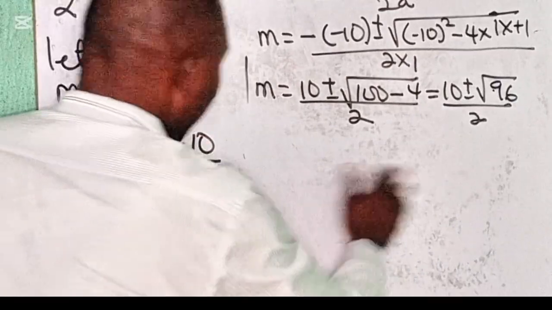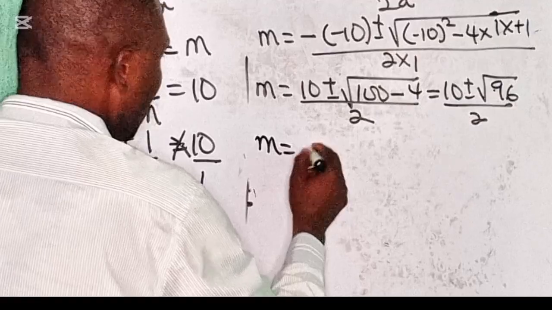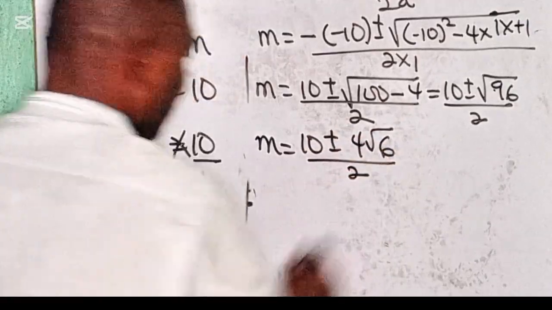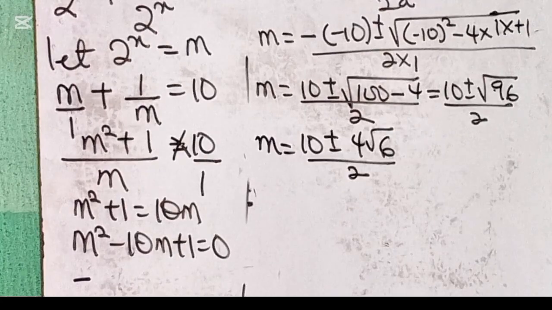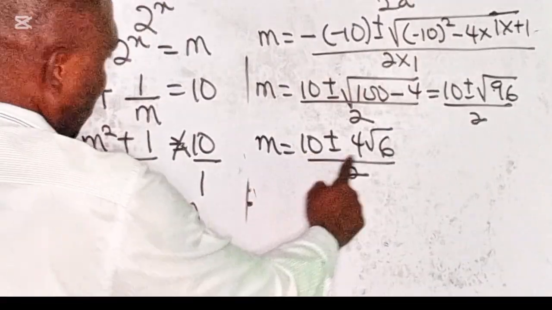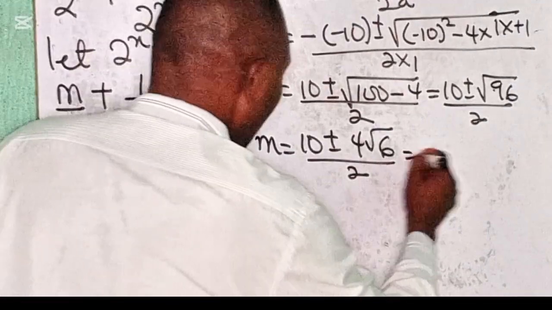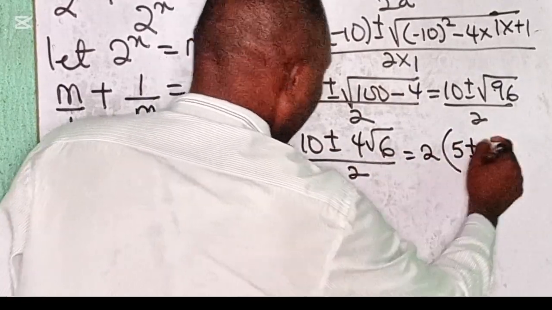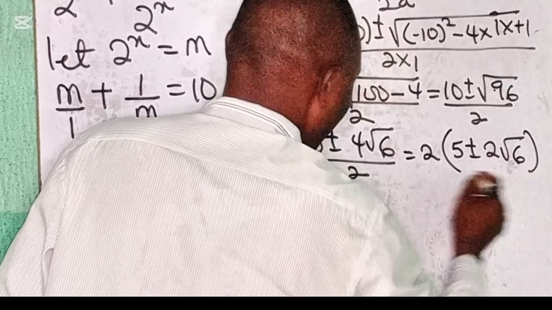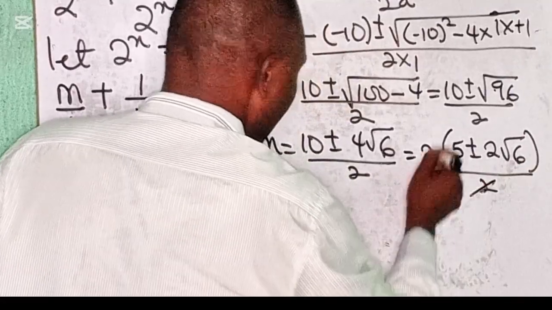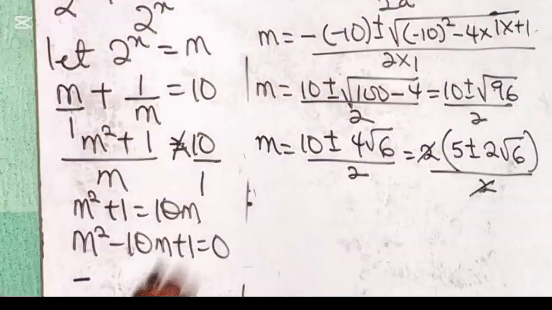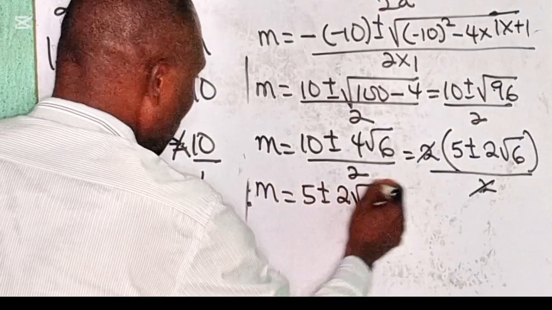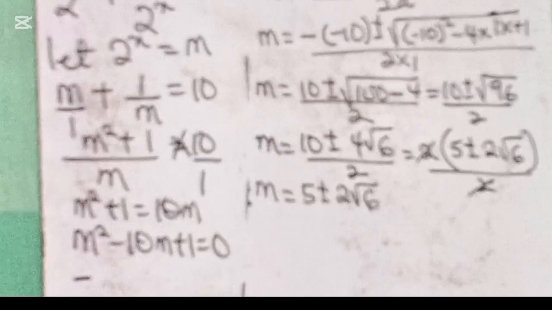So from what we are having here now, m is equal to 10 plus or minus 4 root 6 over 2. Is that clear? 4 root 6 over 2. Now let's check out here. What is common here and here? 2 is common. So if I bring out 2, 5 is left here, plus or minus 2 is left here, root 6 over 2. So 2 cancels 2. So at the end of the day, my m is equal to 5 plus or minus 2 root 6. Now that is our m.